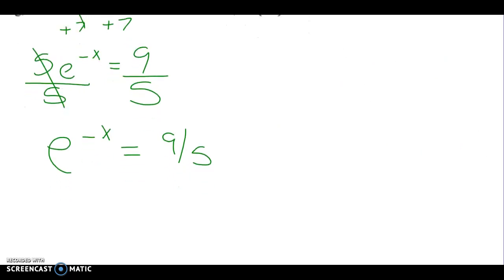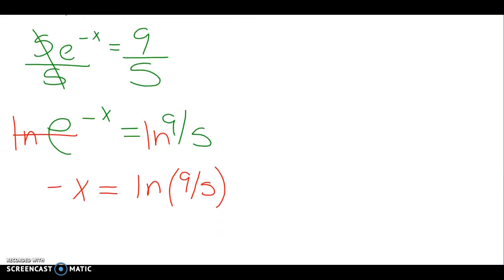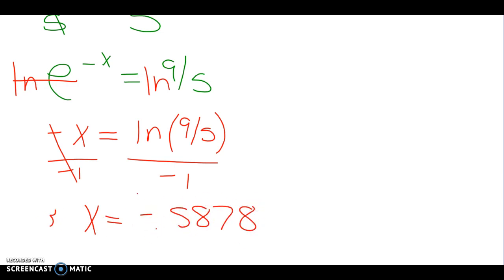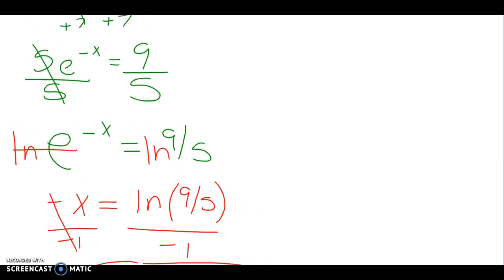And then how do we cancel out e? Natural log both sides, not just 1. So I get negative x equals natural log of 9/5. And then I need to divide by negative 1. So therefore x is negative 0.5878. Negative 0.5878. Nice.